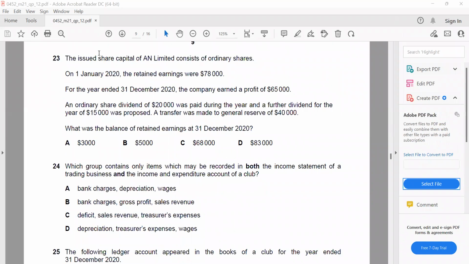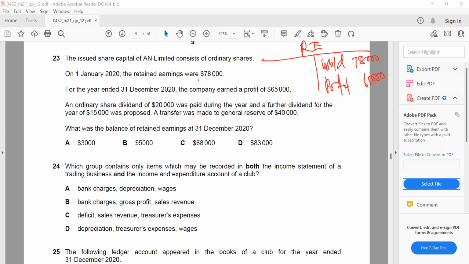23. The issued share capital of AN Limited consists of ordinary shares. On 1st Jan, the retained earnings were 78,000. So here I open up the T account for retained earnings. Balance brought down 78,000. For the year ended 31st, the company earns a profit of 65,000. So the profit will be 65,000. An ordinary dividend of 20,000 was paid during the year, and a further dividend for the year of 15,000 was proposed.